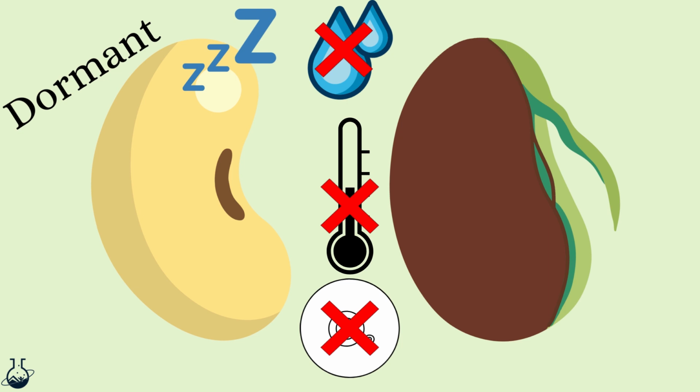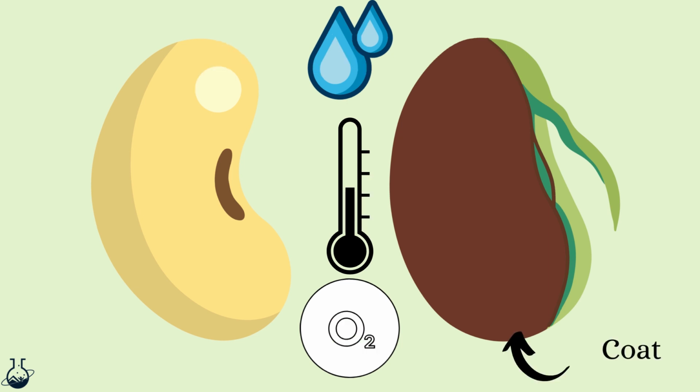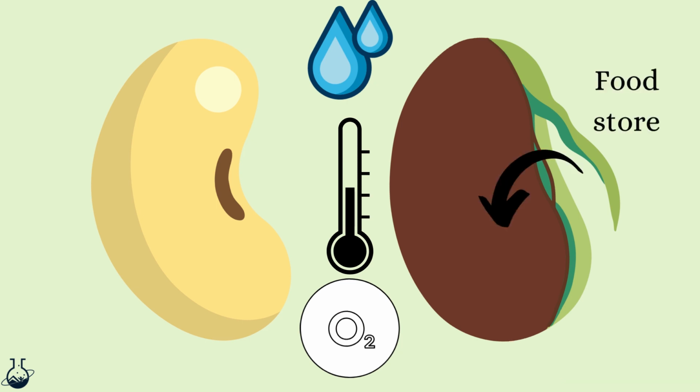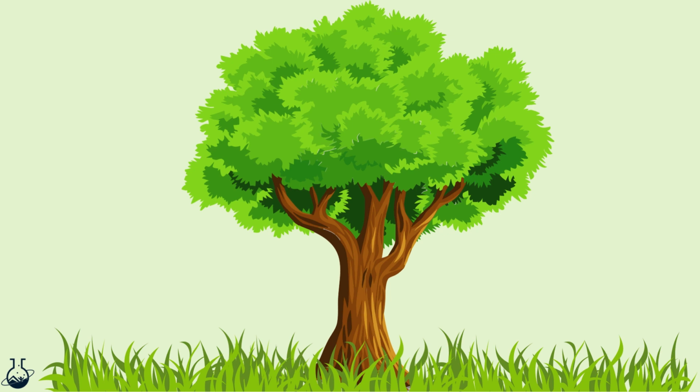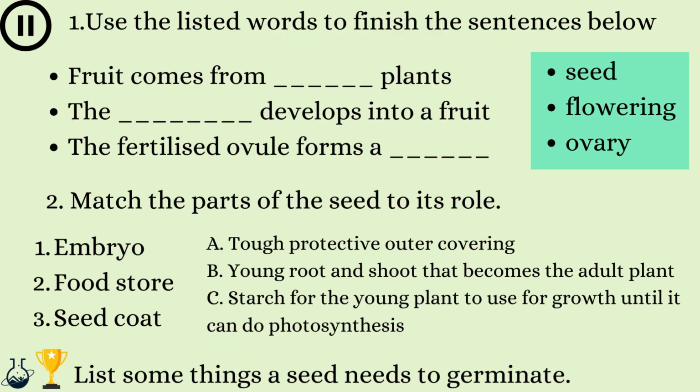Now, for the seed to have a successful germination, there are some key structures that help it, such as a coat, a tough protective outer covering, a food store, which contains starch for use until it's able to do photosynthesis, and an embryo, the young part made up of a root and shoot that will later become the adult plant, potentially one of these. Pause the video here and have a go at tasks 1 and 2 on the screen now.